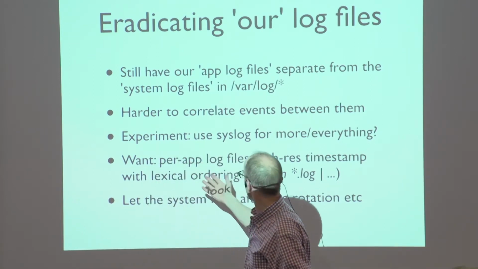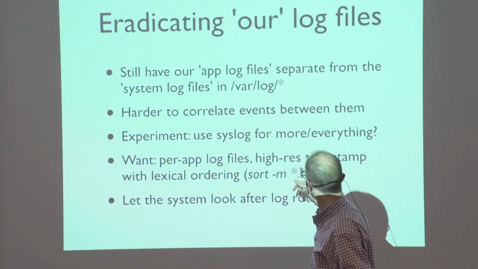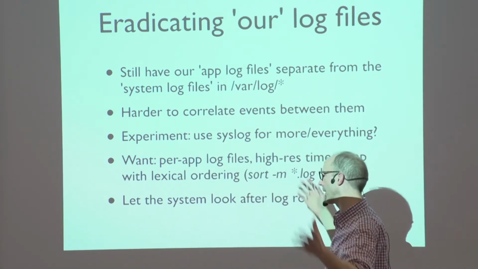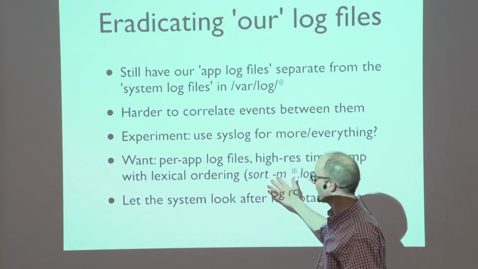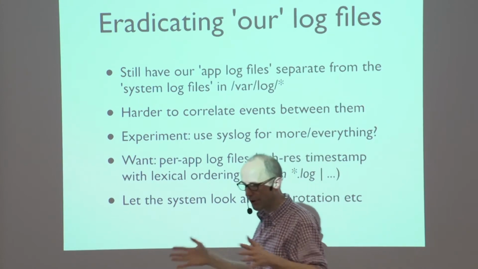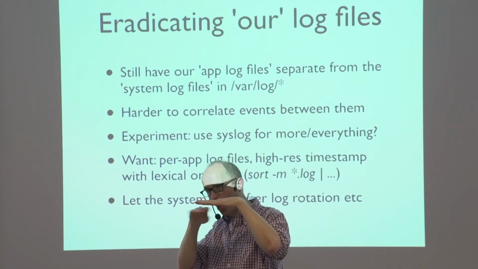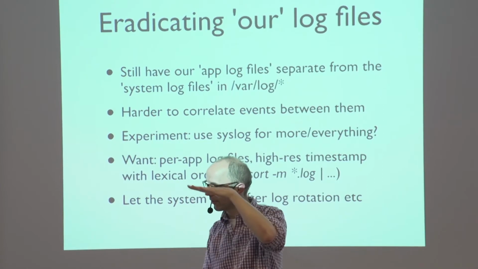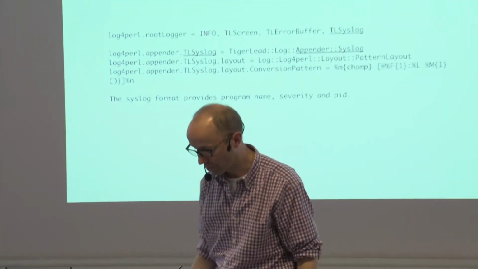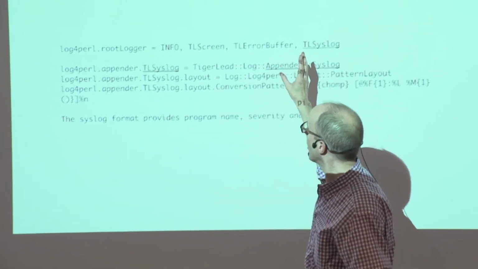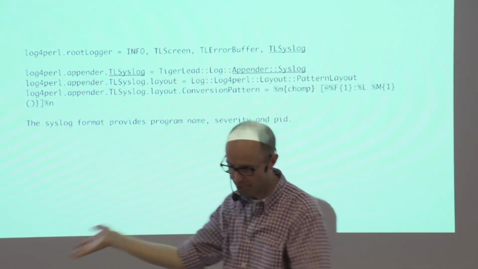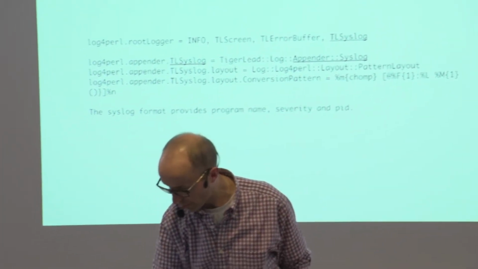And what I wanted was to have per application log files, have a high resolution timestamp with lexical ordering. This turns out to be really useful if you're generating lots of logs. You just want to be able to do a merge sort on a whole bunch of log files that you're interested in, and very efficiently order all the messages from the different files into time order, and let the system look after log rotation. So what we did was we tweaked our log4perl config again, and we set up a syslog appender, and we said, well, just send all the messages to syslog.